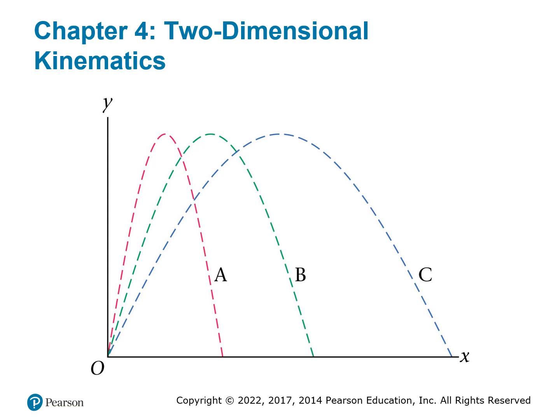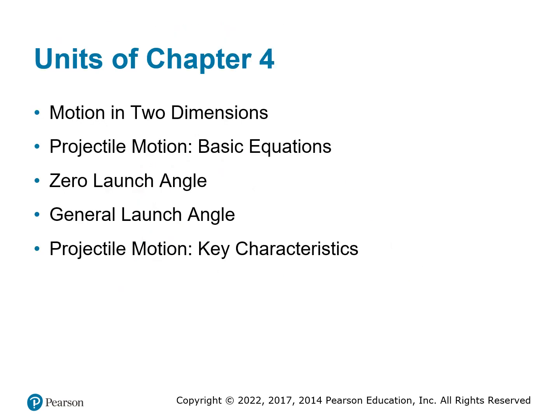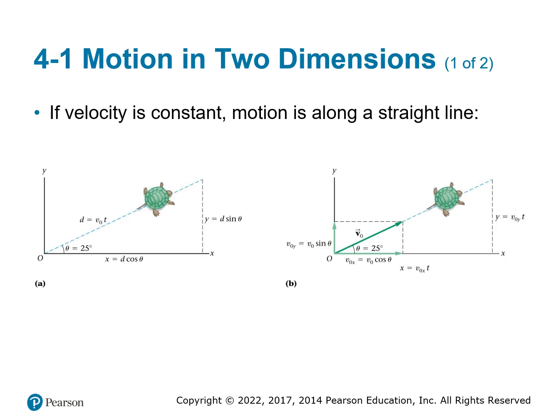So building off of what we did in vectors, now we are going to apply it to motion. So we're going to talk about motion in both dimensions. We're going to talk about projectile motion and its basic equations. What happens at a zero launch angle, at a general launch angle, and then some characteristics about projectile motion itself.